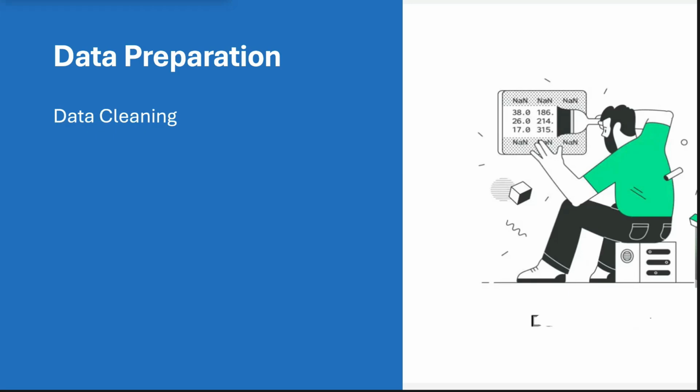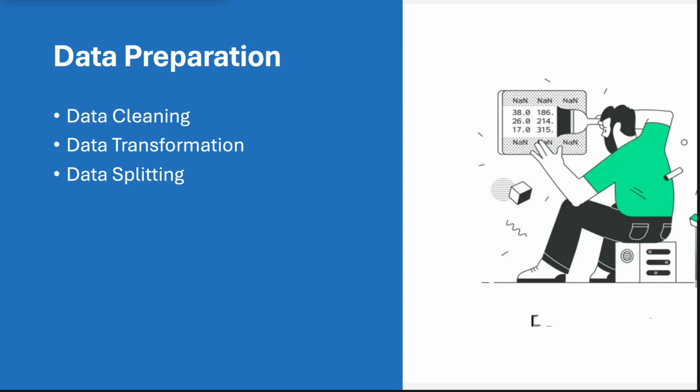The key elements of data preparation involve data cleaning, which means handling any missing values, removing duplicates, and correcting errors. Data transformation: normalize and standardize numerical data, encode categorical data, and create new features if necessary. Data splitting: dividing the data into training, validation, and test sets. Feature selection: select the most relevant features for the model to improve efficiency and performance.